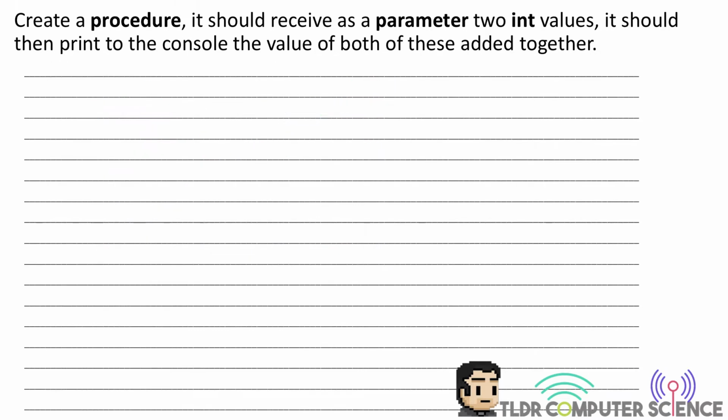We need to print. Create a procedure that receives as parameters two integer values. You can call them whatever you like, but no, you shouldn't call them whatever you like. You could call them cheese and blue, but that'd be weird, right? Give them an appropriate identifier name. It should then print to the console the value of both of these added together.